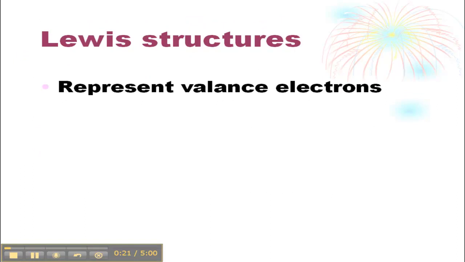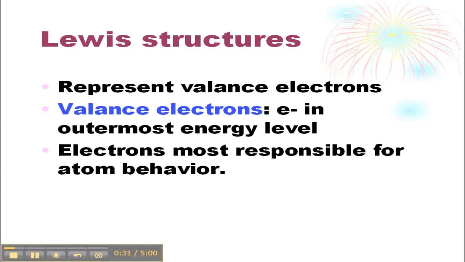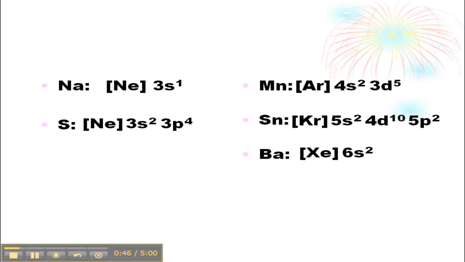Alright, so a Lewis structure is going to represent valence electrons. The valence electrons are the electrons in the outermost energy level, so the ones furthest away from the nucleus. Those are important because those are the electrons that are most responsible for our atom behavior. Now, you can have no more than 8 valence electrons. So if you have more than 8, you got to go back and fix it.